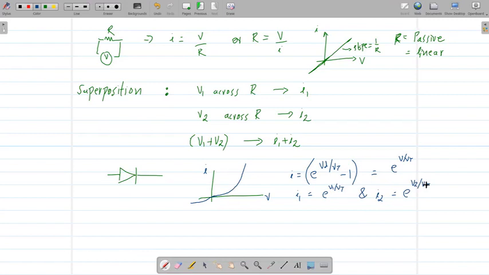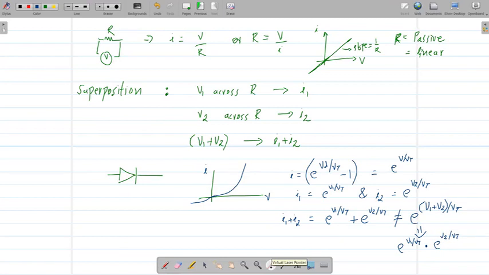Now if I were to do I1 plus I2, that's going to be exponential of V1 over Vt plus exponential of V2 over Vt, and that is not equal to exponential of V1 plus V2 over Vt. Because this number is actually equal to exponential of V1 over Vt times exponential of V2 over Vt. So it does not follow the addition rule.